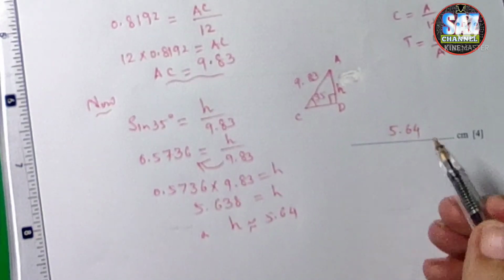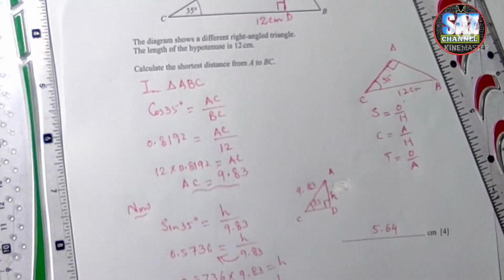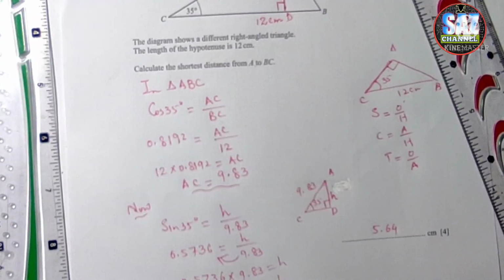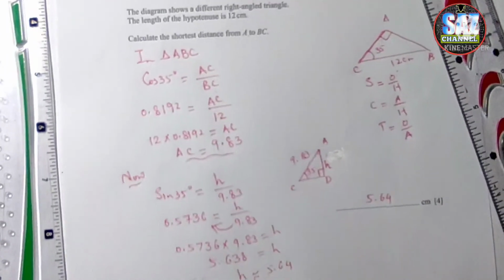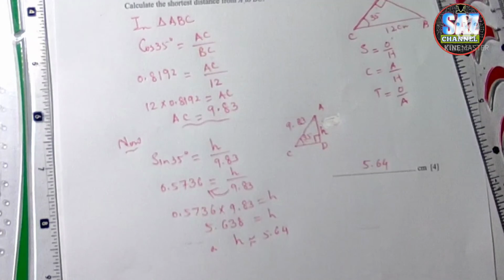5.64 centimeter. I hope it was a really easy question, and in this question the examiner is testing algebra with trigonometry and Pythagoras. So you should have good command on all these three topics so that you can get good marks in your O-level examination. And moving to the next question.